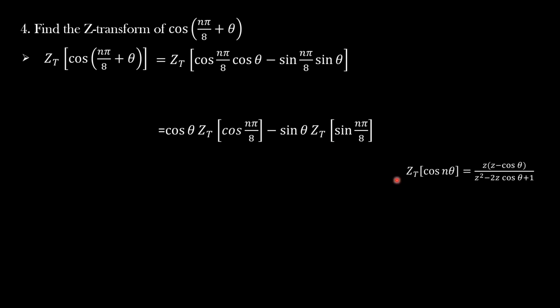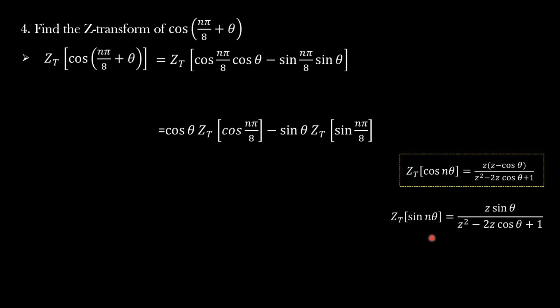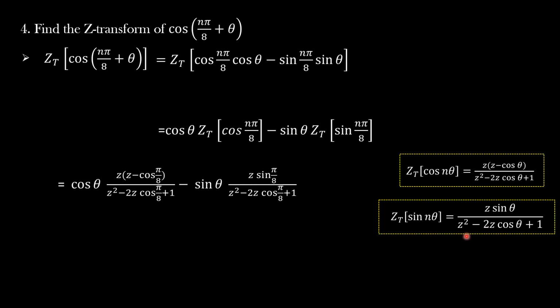But Z transform of cos n theta is Z into Z minus cos theta divided by Z square minus 2Z cos theta plus 1, and Z transform of sin n theta is Z sin theta divided by Z square minus 2Z cos theta plus 1. By using it and simplifying, the equation reduces to Z into cos theta into Z minus cos pi by 8 minus Z into sin theta into sin pi by 8 divided by Z square minus 2Z cos pi by 8 plus 1.